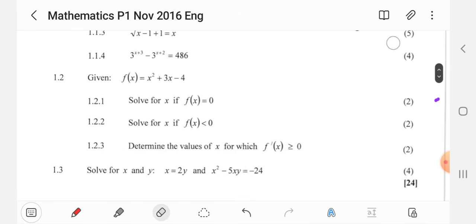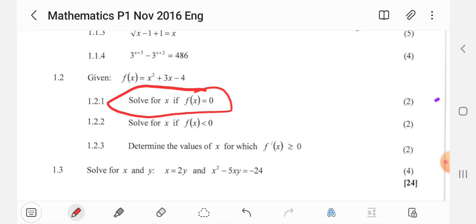Okay, so they say solve for x if f of x equals 0. You know that to find y, we let x be 0, right? And then for us to find x, we let y be 0.